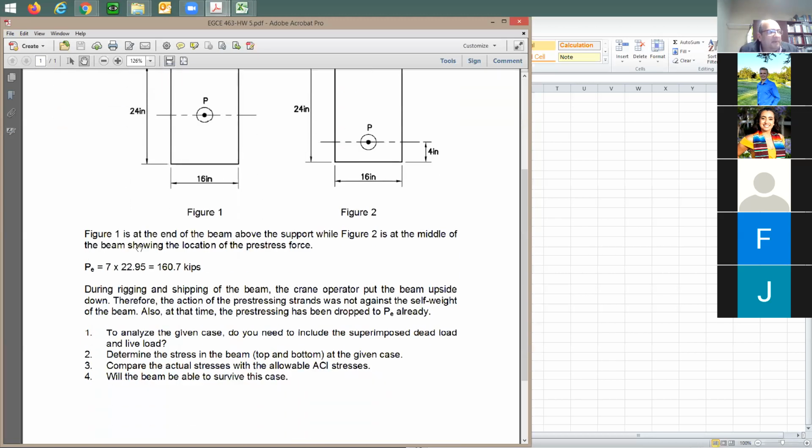Look what happened here. It says here, here's the amount of pre-stress force that you have done. Pe is going to be equal to this much, 7 times 22.95. Same thing that you have done. But it says here, during the shipping, they made a mistake.